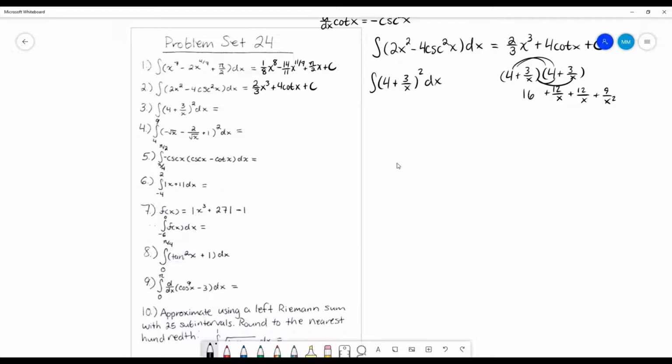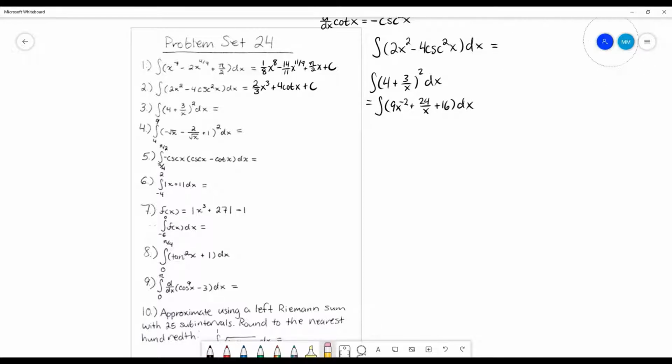So it's going to be the integral, and I'm going to reorder this. That's 9 over x squared, or I could think of that as 9 times x to the negative second power. This is going to be 24 over x when I combine those. So plus 24 over x plus 16.